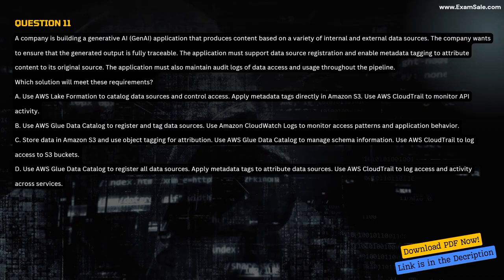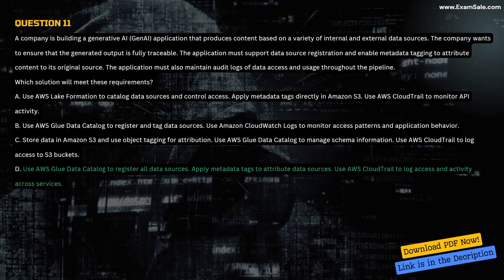D. Use AWS Glue Data Catalog to register all data sources. Apply metadata tags to attribute data sources. Use AWS CloudTrail to log access and activity across services. Correct answer: D. Use AWS Glue Data Catalog to register all data sources. Apply metadata tags to attribute data sources. Use AWS CloudTrail to log access and activity across services.